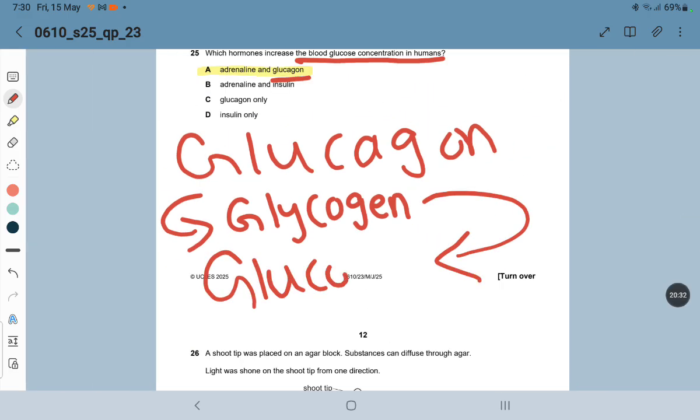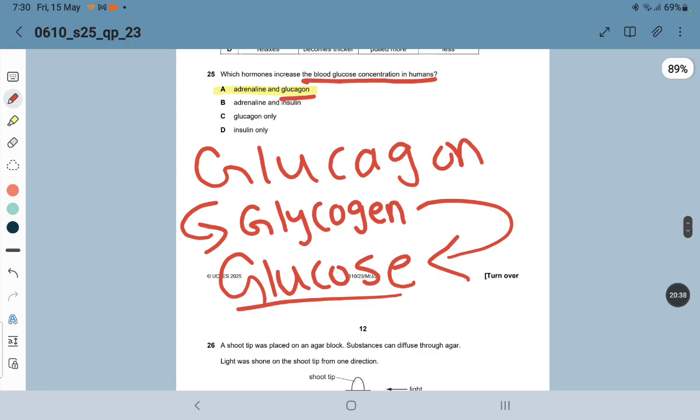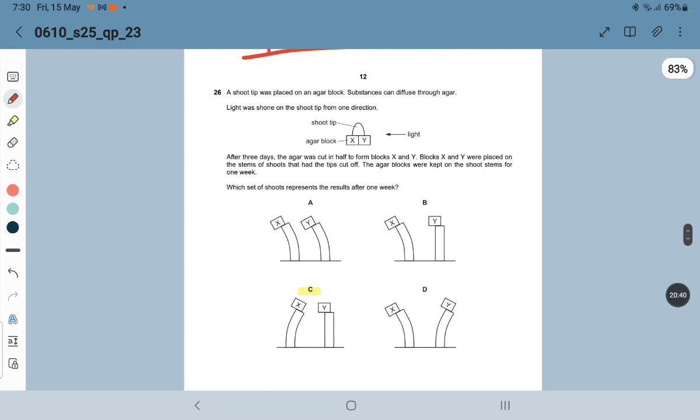Okay, you will tell me now how adrenaline does so, because adrenaline is a hormone released from the adrenal glands. It causes more energy to be released by respiration, so of course glucose needs to increase as well.